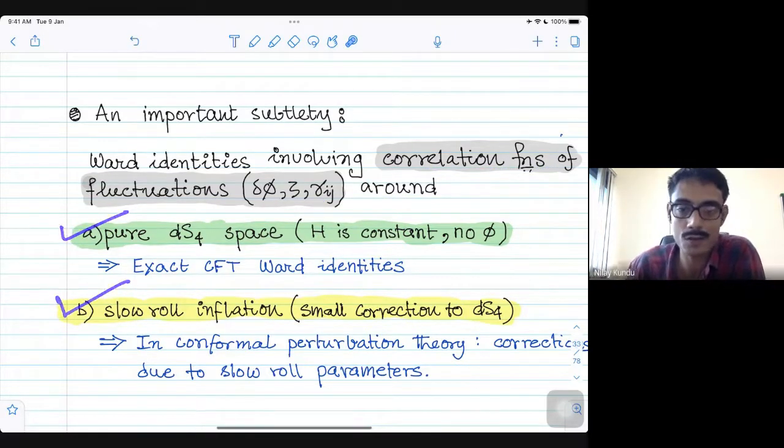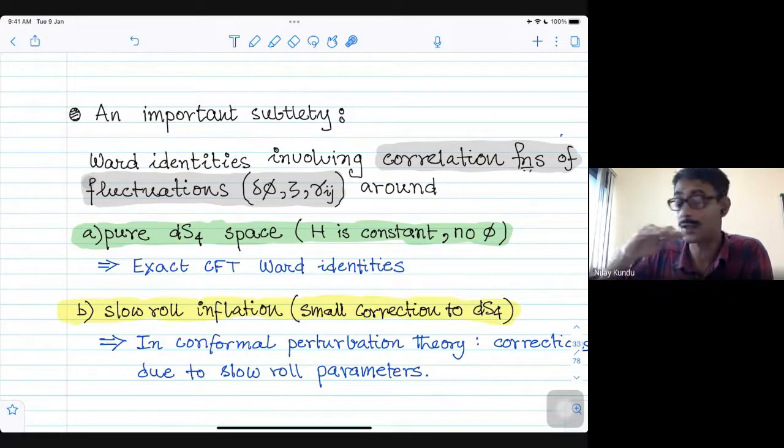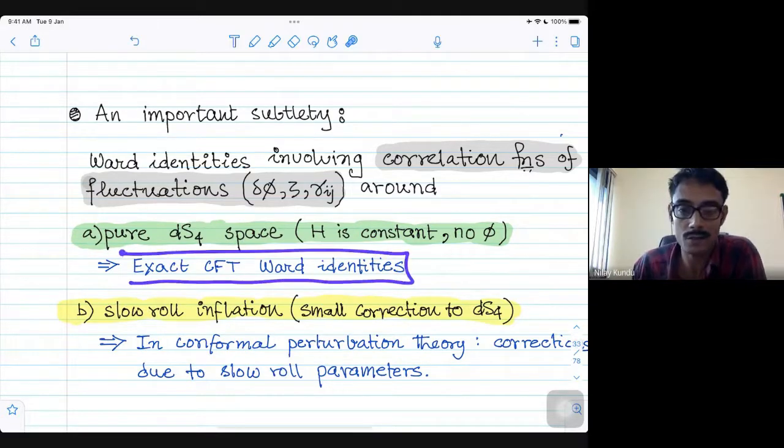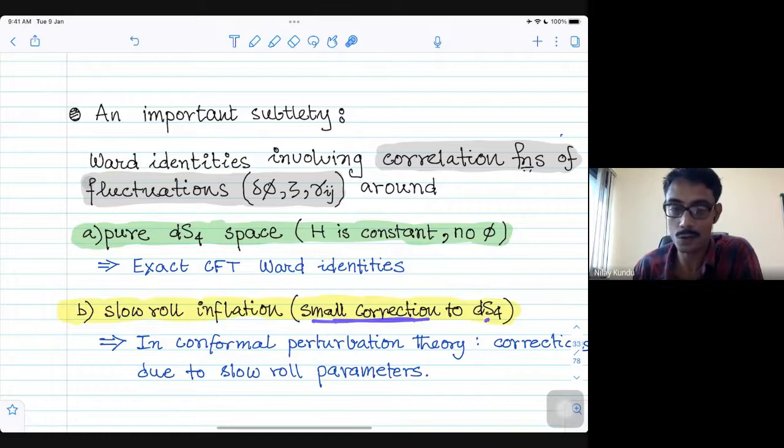So there are two things going on side by side. Once we decide it's pure de Sitter space, the Hubble parameter is a constant and there is no inflaton, just a constant potential, no kinetic energy or evolution of the scalar field, and then they will match exact conformal field theory Ward identities. But inflation is not pure de Sitter space. Inflation is some small corrections to de Sitter, and these are called slow roll.